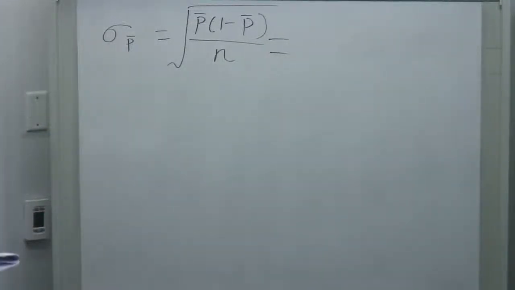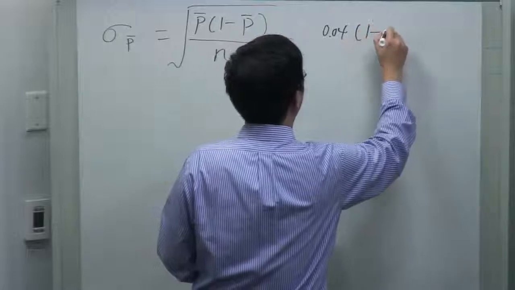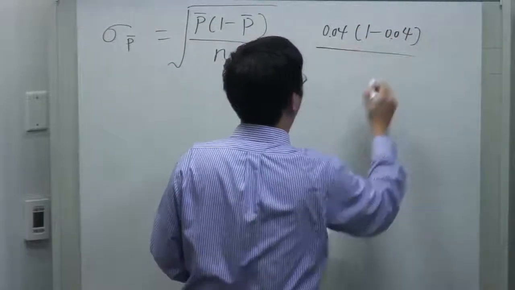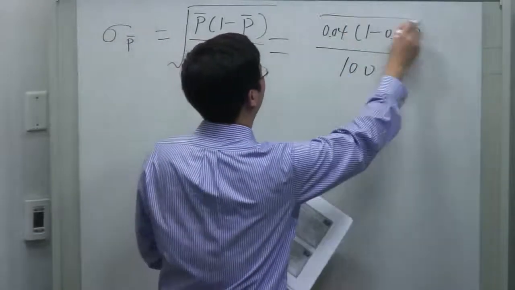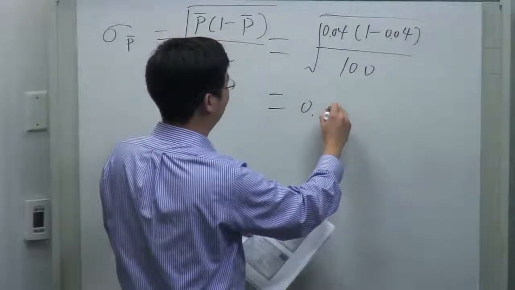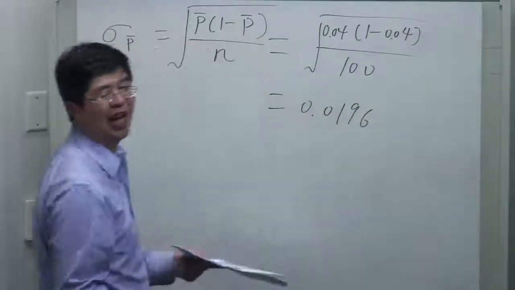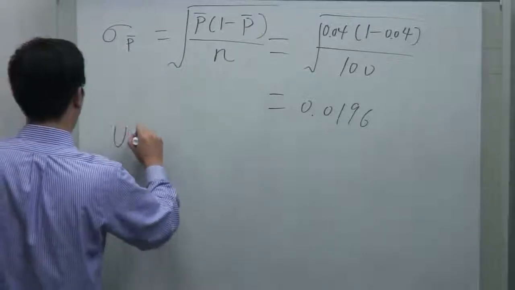0.04. Yes, 4%. It's in fact 4 defects divided by 100, right? So it's 0.04 times 1 minus 0.04, divided by n. And what is the sample size here? 100. Great. So you get 0.0196. That's what I get. Do you all have the same number? Okay, great.